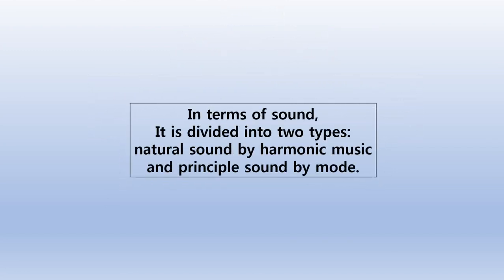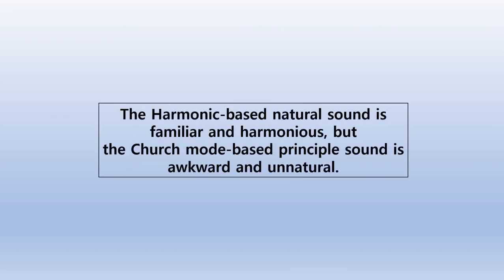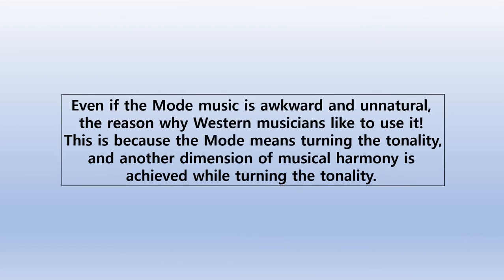In terms of sound, it is divided into two types: natural sound by harmonic music and principal sound by mode. The harmonic-based natural sound is familiar and harmonious, but the church mode-based principal sound is awkward and unnatural. Even if the mode music is awkward and unnatural, the reason why Western musicians like to use it is because the mode means turning the tonality, and another dimension of musical harmony is achieved while turning the tonality.